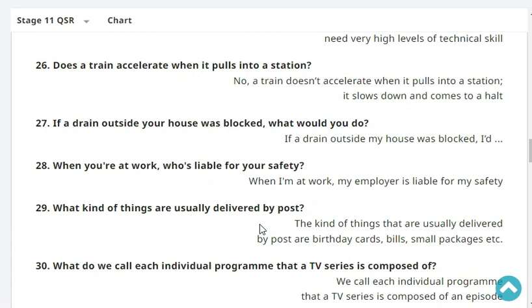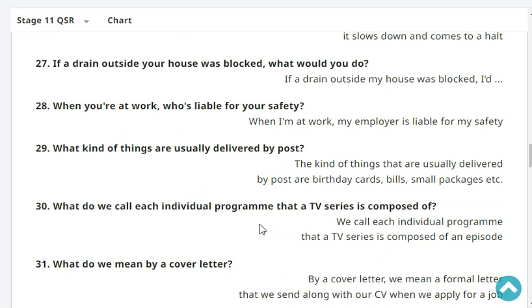When you're at work, who's liable for your safety? When I'm at work, my employer is liable for my safety.